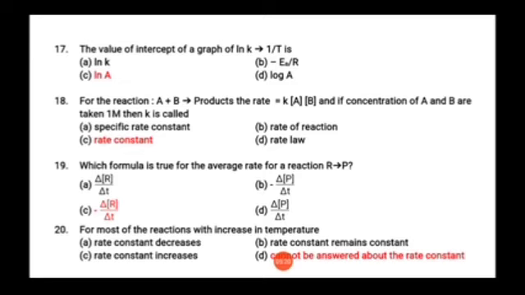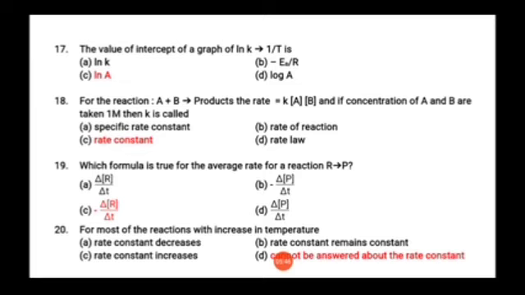Next question, that is question number 20. For most of the reactions with increase in temperature, blank. The options are: rate constant decreases, rate constant remains constant, C, rate constant increases, and option number 4, cannot be answered about the rate constant.